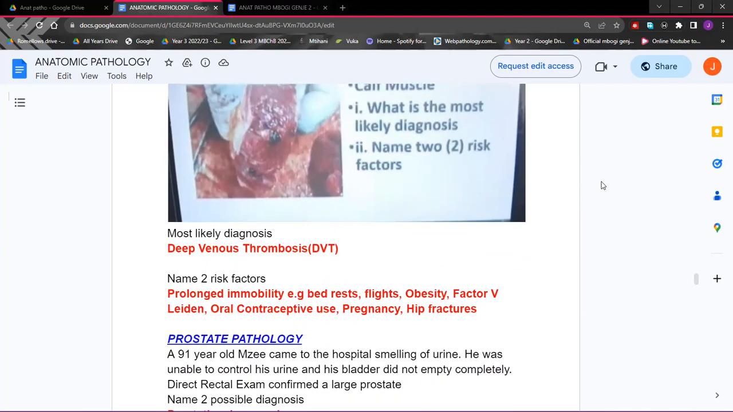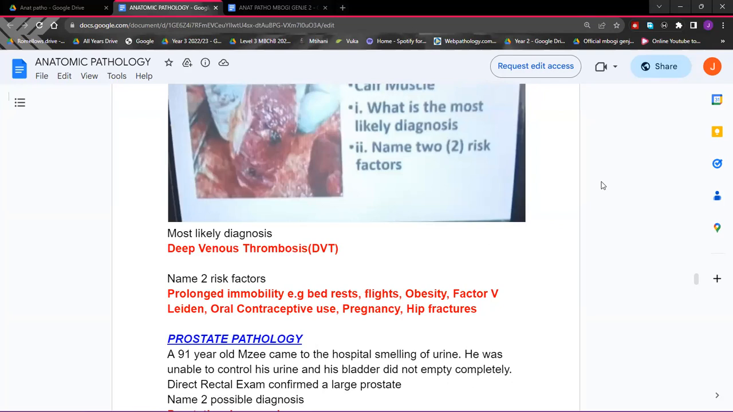So a 91-year-old Mzee came to the hospital smelling of urine. He was unable to control his urine and his bladder did not empty completely. Digital rectal examination confirmed a large prostate. Name two possible diagnoses. Let's put our thoughts in the chat. When an elderly person is dribbling urine, and you do a digital rectal examination and you find an enlarged prostate, what will you be thinking? Yes, benign prostatic hyperplasia and prostatic cancer, right? Yes, exactly. So this will be up there in your priority of concerns.